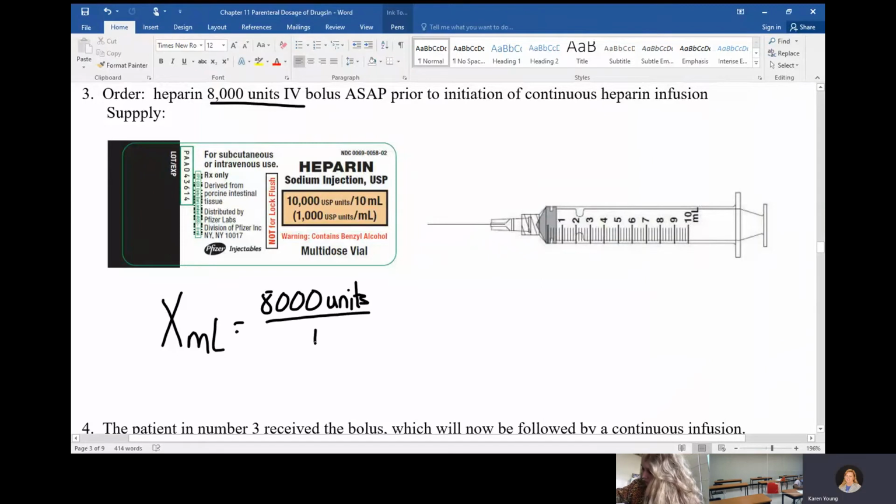8,000 units over 1. And then times, what am I going to put there? The 1 milliliter over 1,000 units. So my units will cancel. My zeros will cancel, right? So how many milliliters am I going to get? 8.